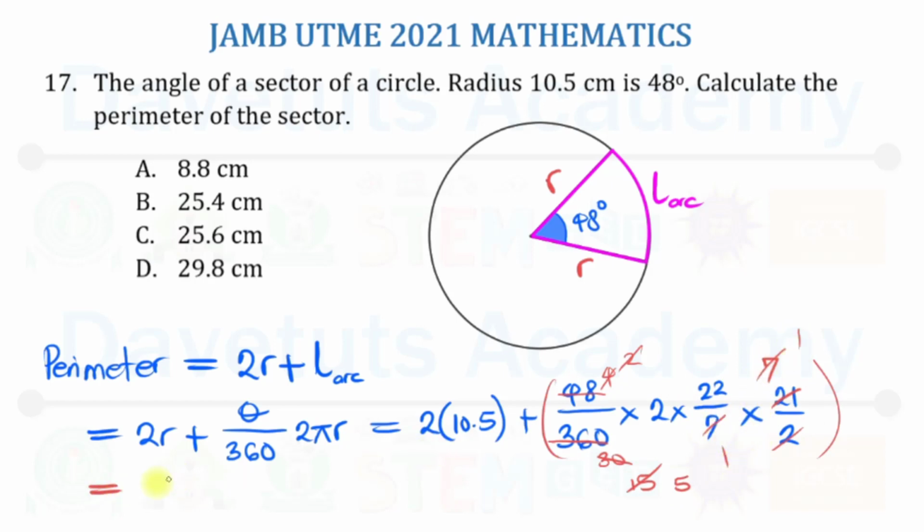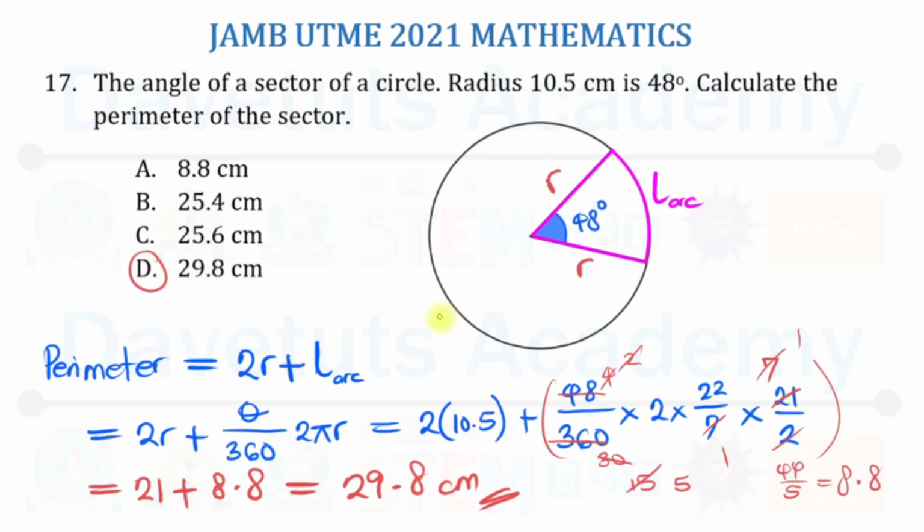So that will be 2 times 10.5 is 21, plus here I'm going to have 2 times 22 is 44 over 5. 5 in 40 is 8, 4 again is 8. So I have 8.8. So good. 21 plus 8.8, and that will be 29.8 centimeters. And do we have anything like that in the options? Yes, option D, 29.8 centimeters.